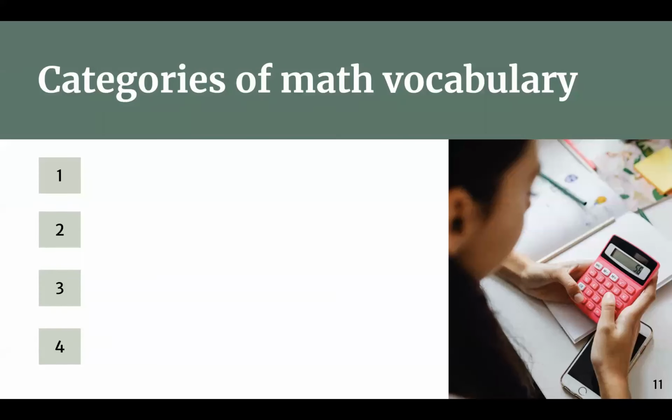When thinking about the various vocabulary used in math, it is important to think of them in categories because this will help you decide the best way to teach the terms and which terms need more focus than others. There are 4 categories of math vocabulary. The first is technical vocabulary, which are words that have one meaning, and that meaning is specific to math. For example, words like numerator, denominator, and reciprocal are technical words.